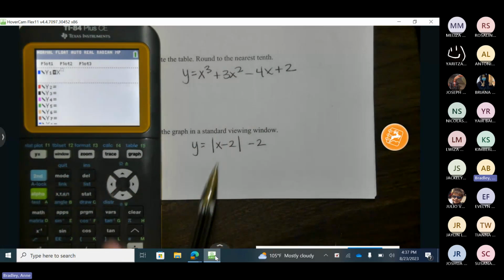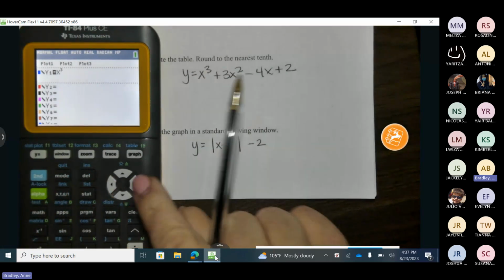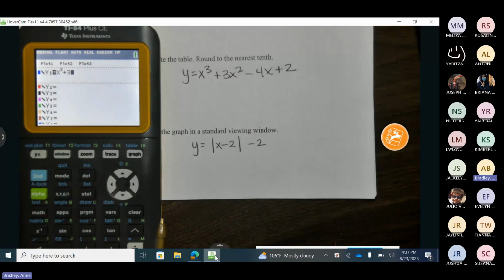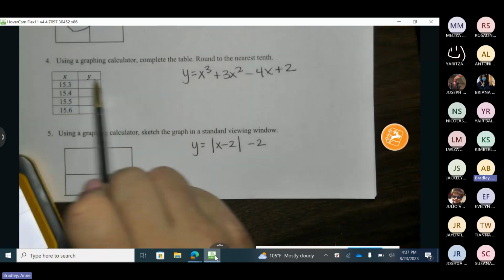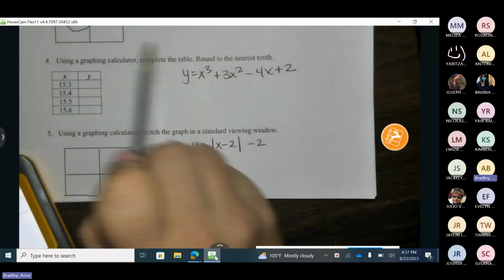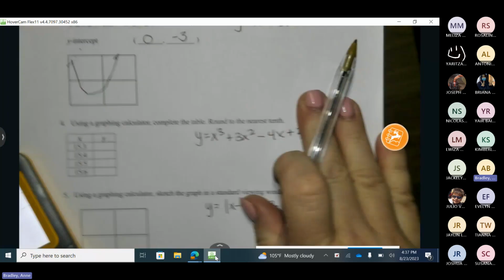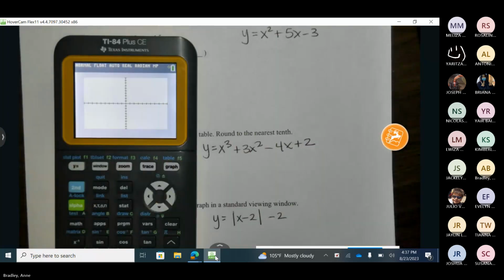And after we type in the exponent 3, I'm going to use the arrow to bring it back down. Plus 3x squared minus 4x plus 2. So I'm going to graph this. This does not tell me a window to use, okay? So we have our basic window.